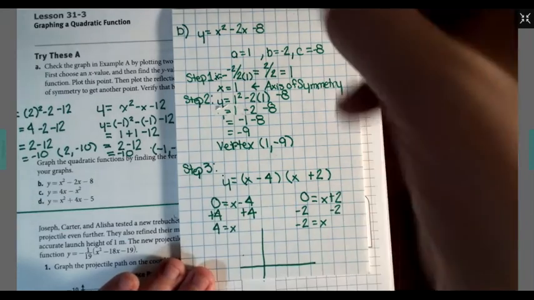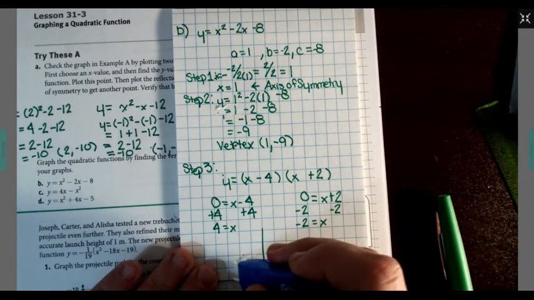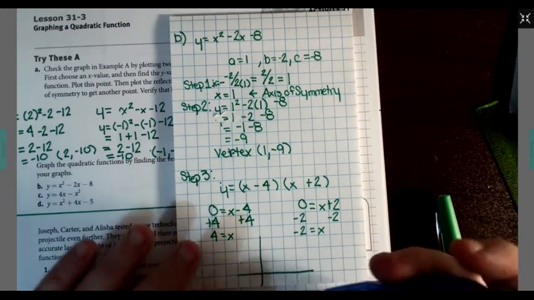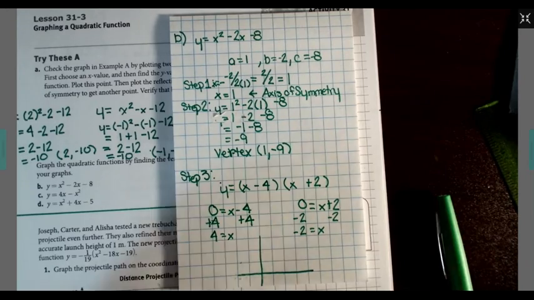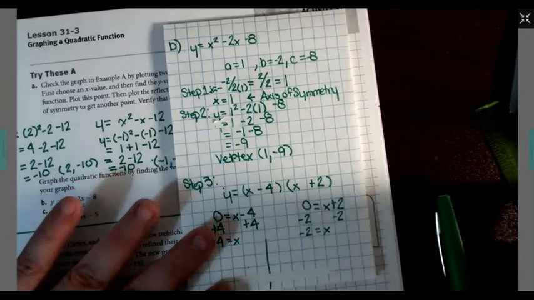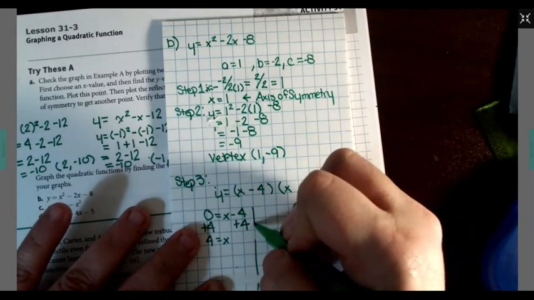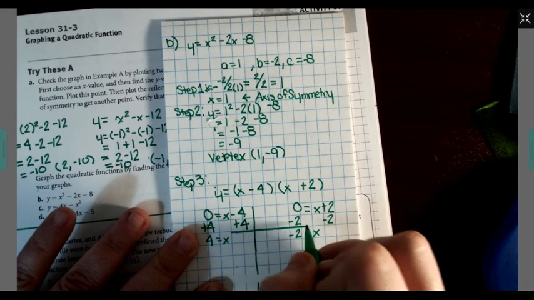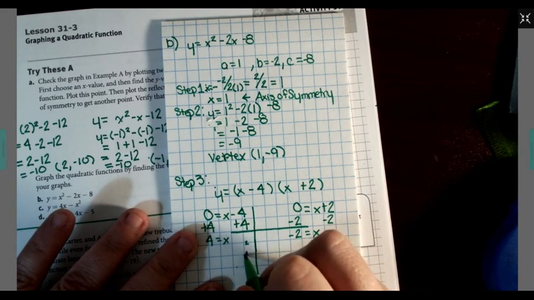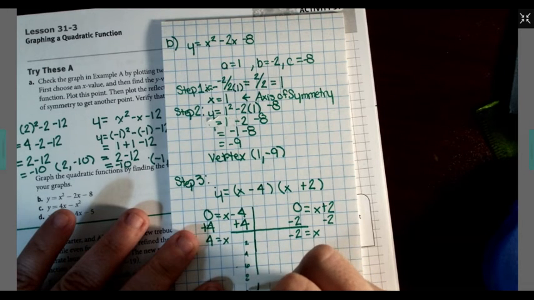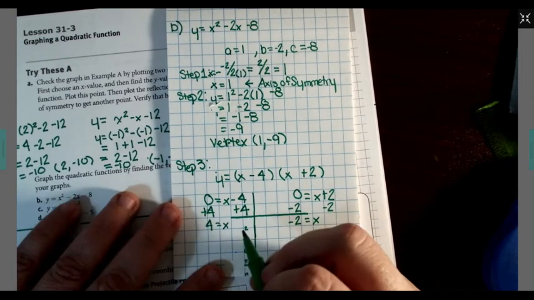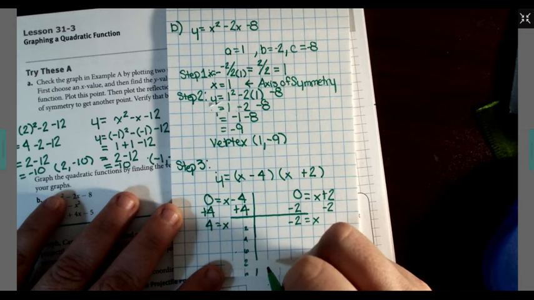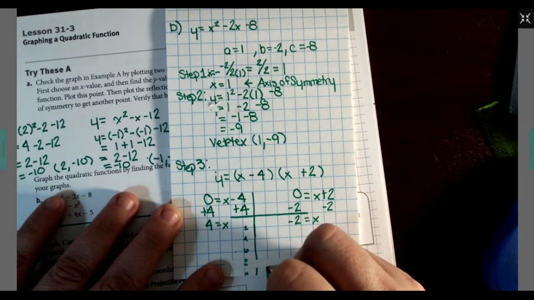Oops, my graph isn't going to fit down there. You have to move this line up a little bit. There we go. I really need to make this up here. Okay. So we'll say that these are 2, 4, 6, 8, and this is going to be 10 down here, right? So I know that there's a vertex at 1, -9. So that's going to be right about here.